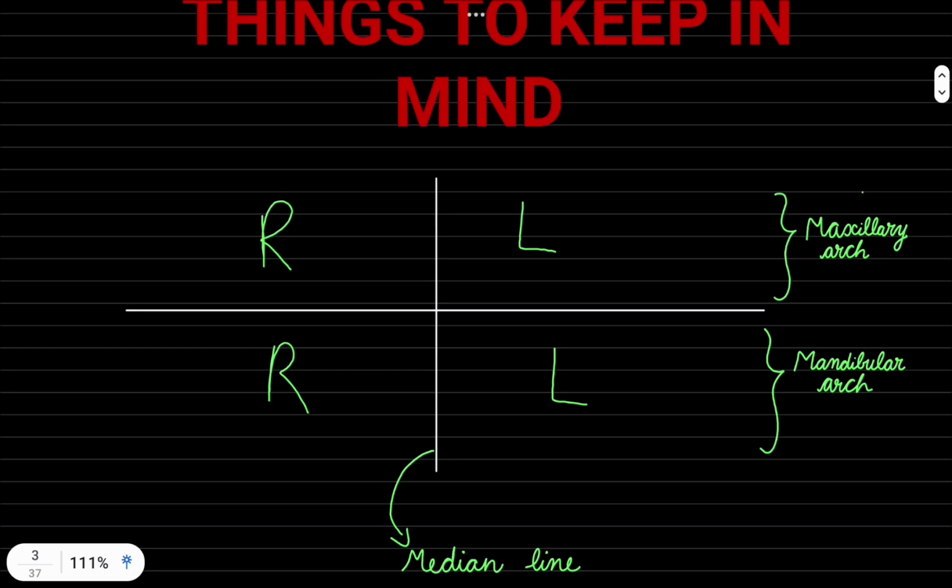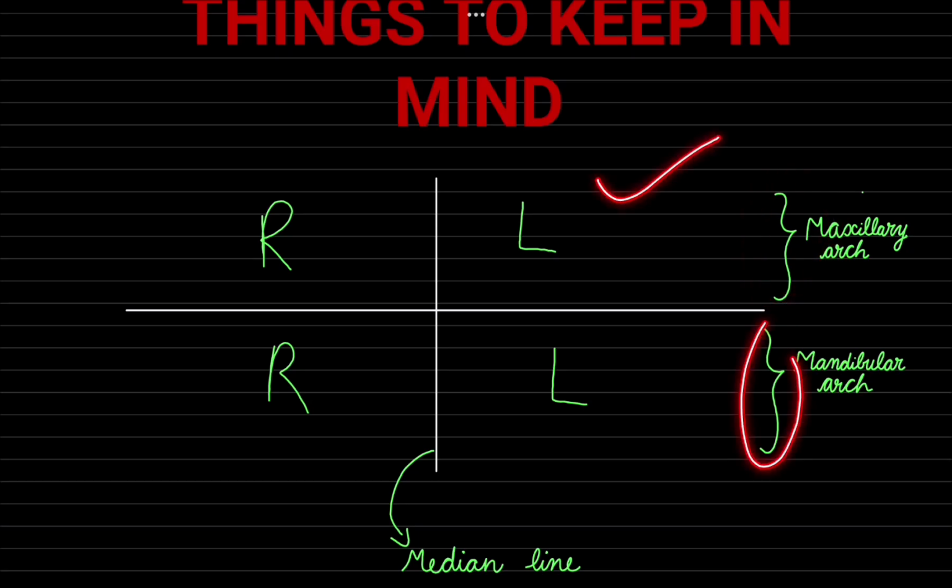Now before we go into detail of this topic, here are a few things you must keep in mind. First of all, whenever we write the tooth numbering system, we have to draw two lines. First, a vertical line which will be the representative of the median line of the face, and then we will draw a horizontal line which will divide the two arches, that is the maxillary arch and the mandibular arch. This is the maxillary arch and this is the mandibular arch.